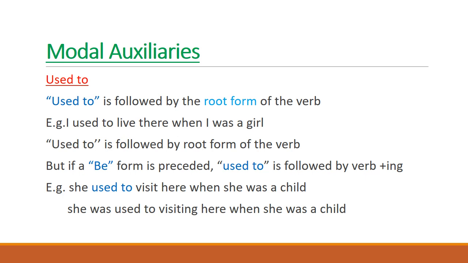Another example, she used to visit here when she was a child. Here there is no be form in this first example. Hence, the base form of the verb or the root form of the verb is used. In the second example, she was used to visiting here when she was a child. Here the be form was is there. So, visiting is used.